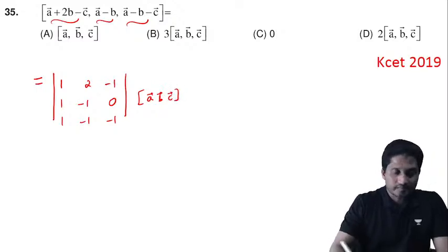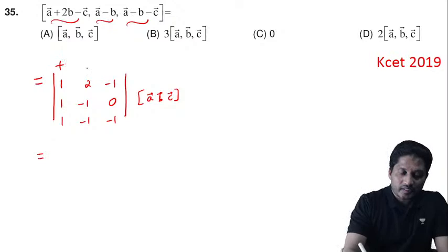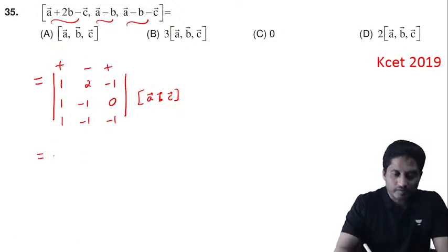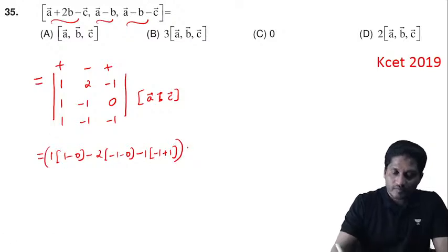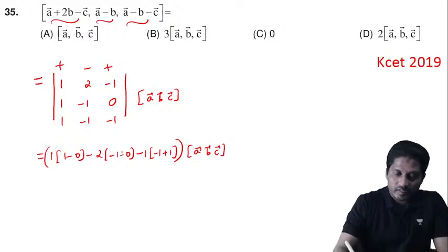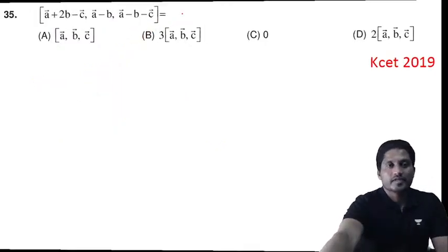Okay, now if I expand this, it is plus, minus and plus. Delete first row, first column, you will get 1 minus 0. Minus 2 into delete first row, second column, you will get minus 1 minus 0. Delete first row, last column, minus 1 plus 1. Into you have box of ABC. This is box of vector ABC. Okay, now anyways, this is minus 1 plus 1 will cancel. 1 minus of minus is plus, so 3 times this is box of ABC. 3 times box of ABC, answer is option D. Let's move to the next question.